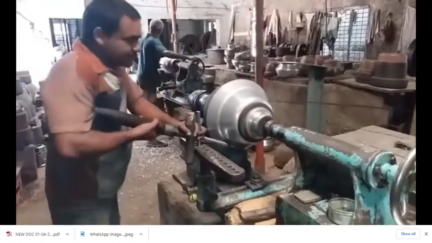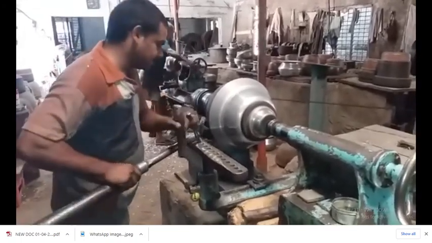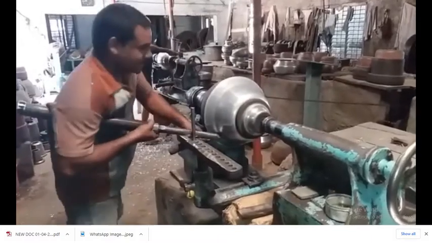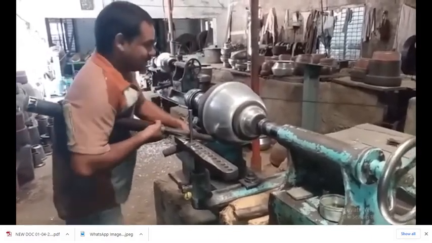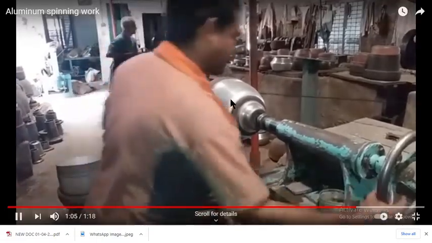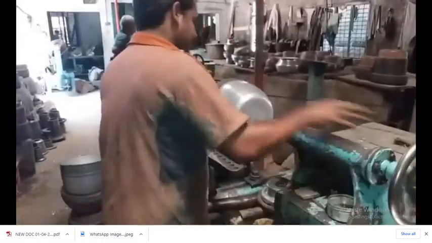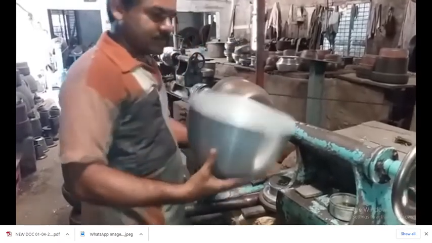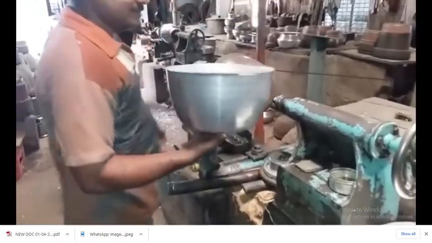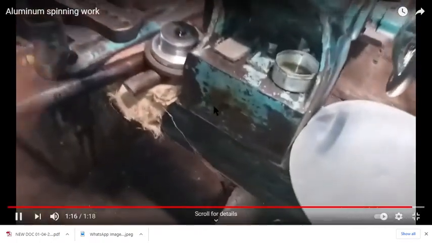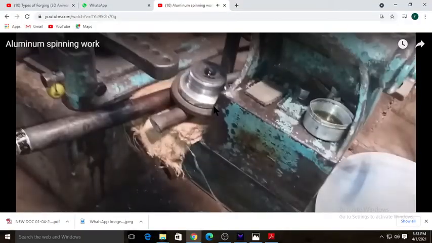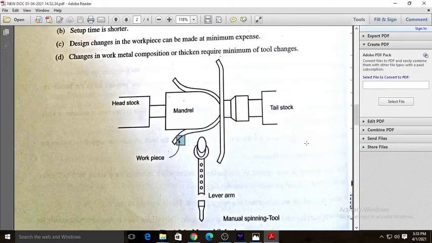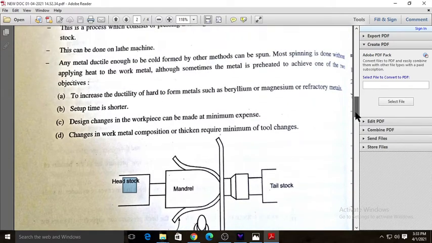This is the metal spinning process. Now we will see how this sheet metal can be converted into a hollow cylinder like this. So this is done by using this lever arm, then the headstock. I show you all this process here. Okay.